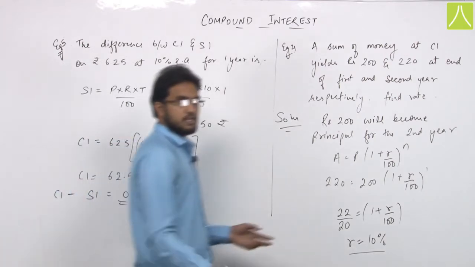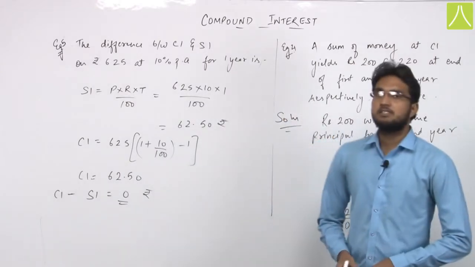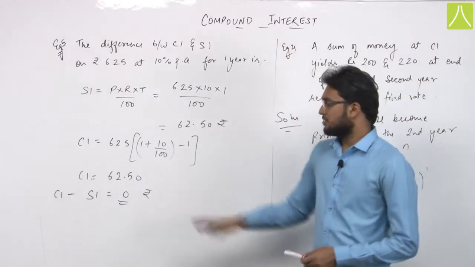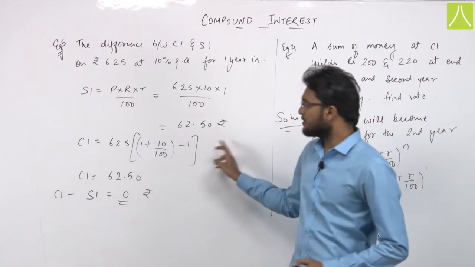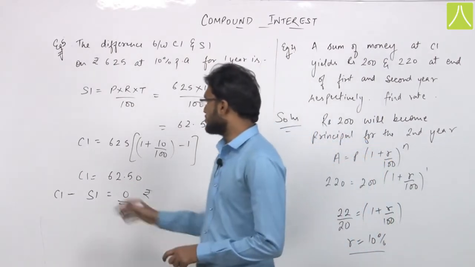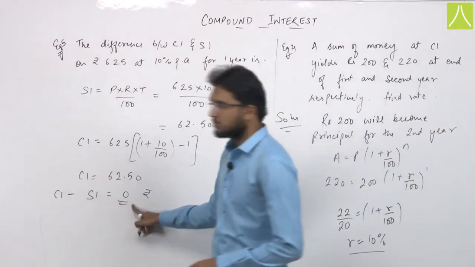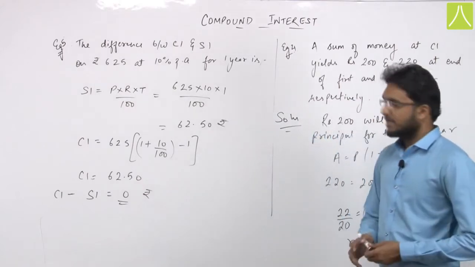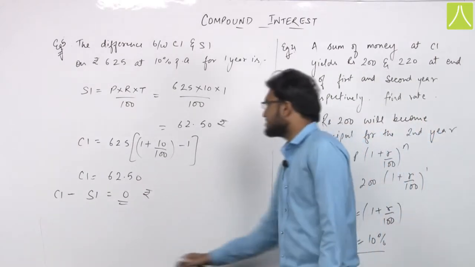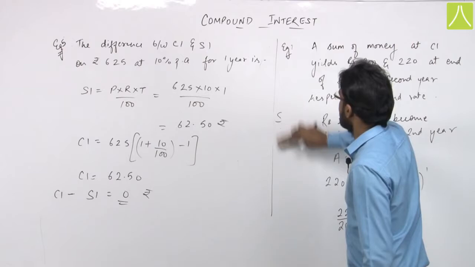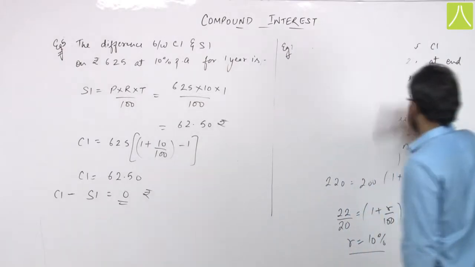So in this case, we can say that the simple interest and the compound interest may be the same. Simple interest is also 62.50, compound interest is also 62.50. Hence, the difference is equal to 0. But the compound interest cannot be less than the simple interest. It might be the same but not less than.